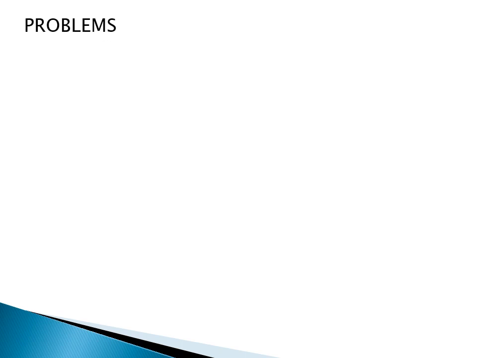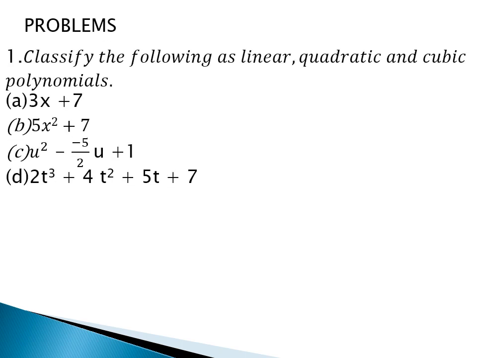Now problems based on today's topic. Classify the following as linear, quadratic or cubic polynomial. Linear means what is the degree? 1. Quadratic means what is the degree? 2. Cubic means what is the degree? 3. Now the first example is 3x plus 7. What is the degree here? It is 1. So the answer is linear.